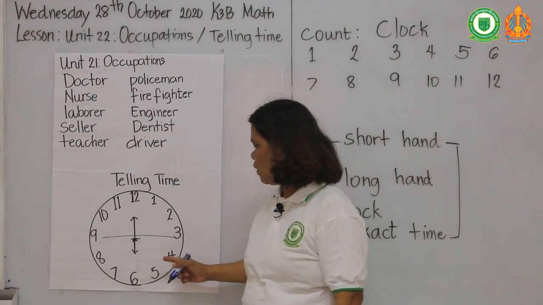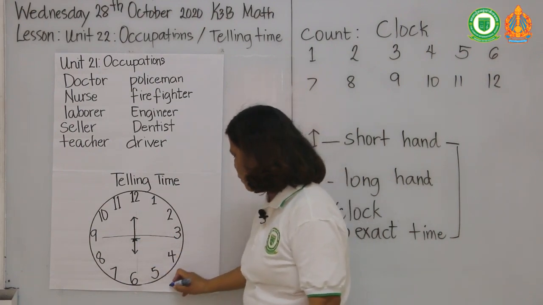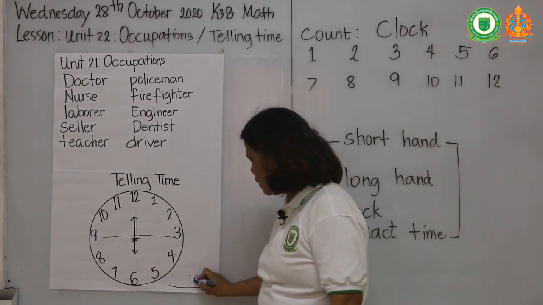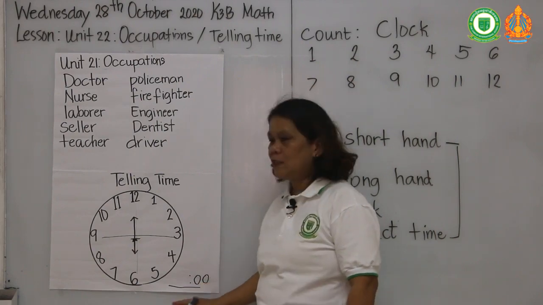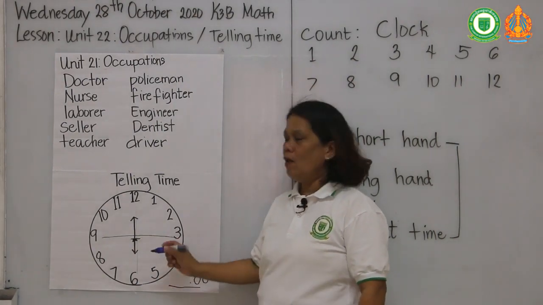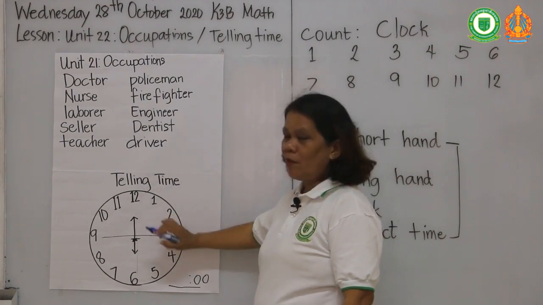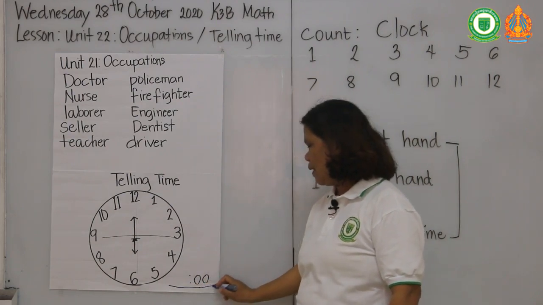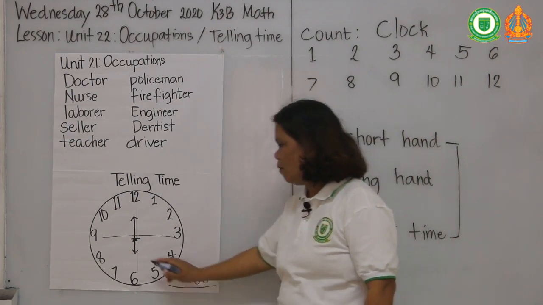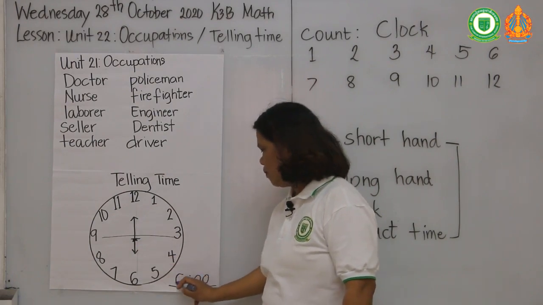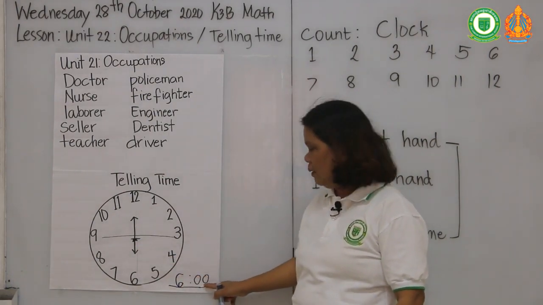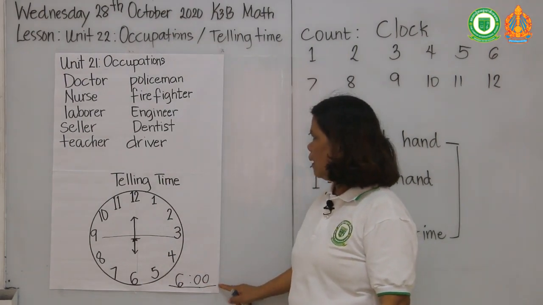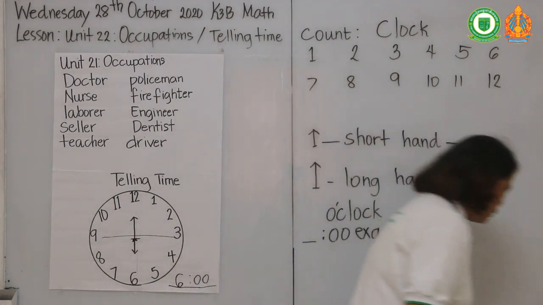For example, this one is already 6, so always put 0 and 0, because this is exact time. Always remember, if the long hand points to number 12, it is exact time. Put 0. For example, if the short hand shows 6, you will write number 6. So this is 6 o'clock. I will give you some exercises here.